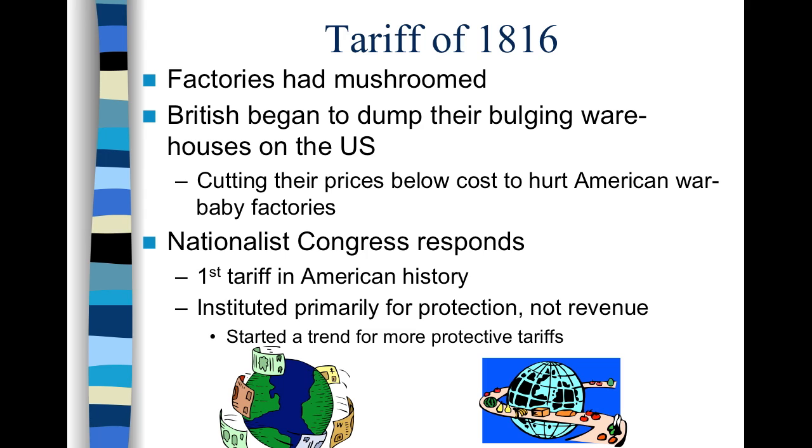So the Nationalist Congress, because now it's the concept of the Great American nationalism, passed their first protective tariff in American history with the tariff of 1816. You have to know the tariff of 1816, and it actually introduced a preliminary for protection, not revenue. So in other words, a tariff is usually designed to gather revenue for the United States, but actually it's a tariff on imports, so that the British goods will be higher in comparison.